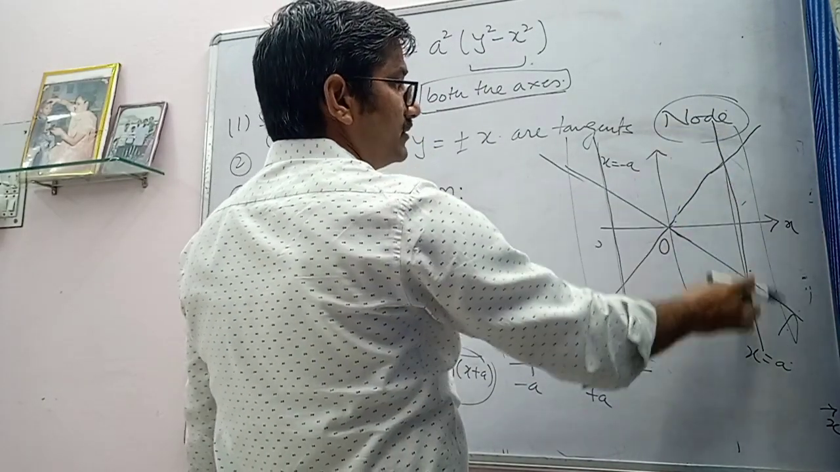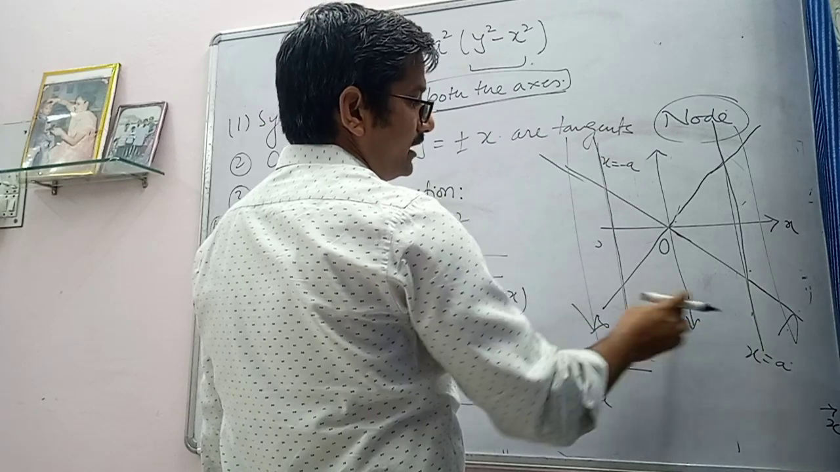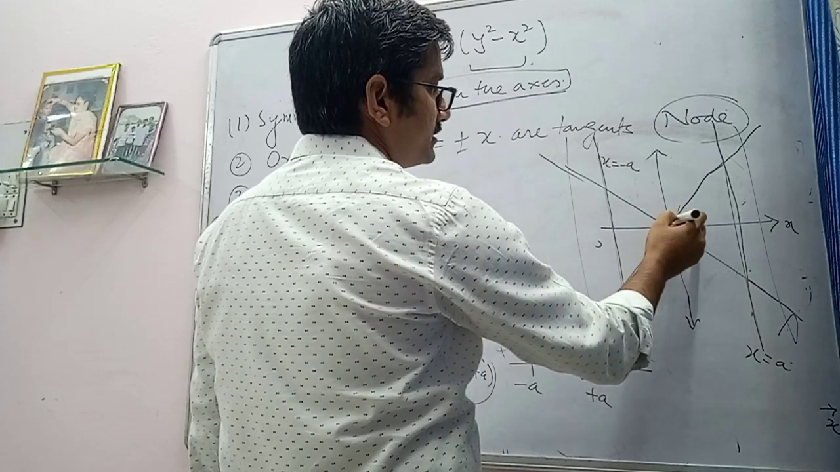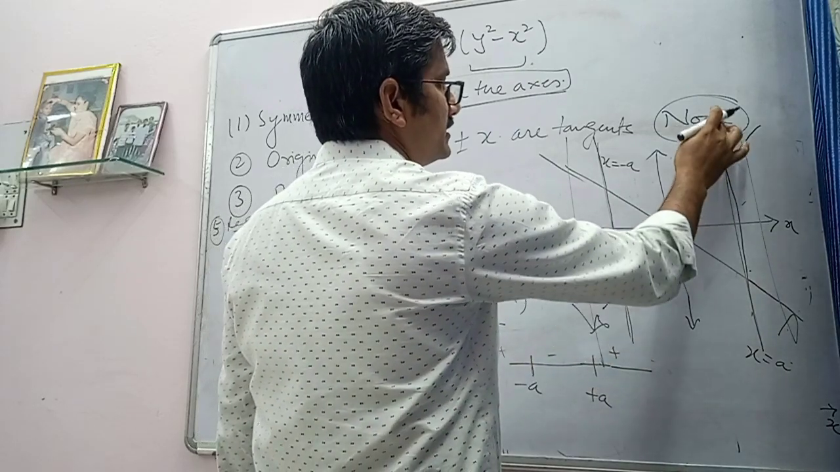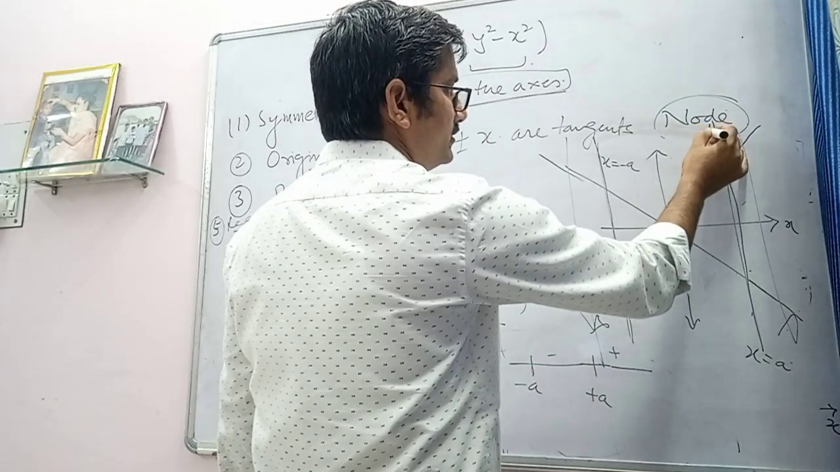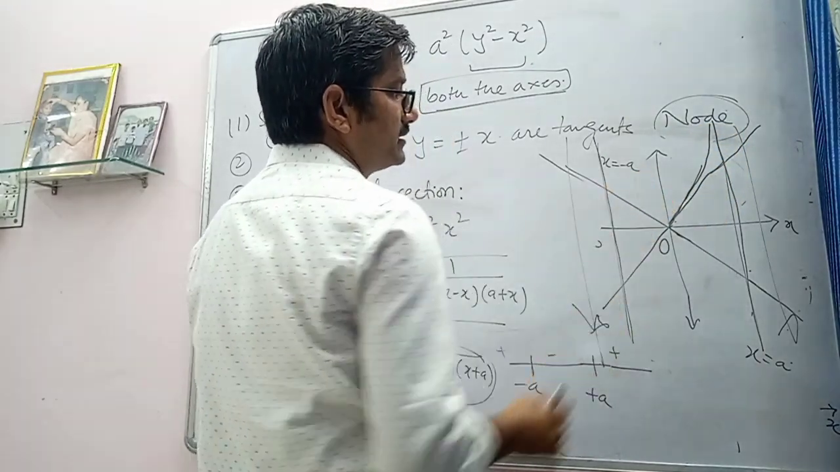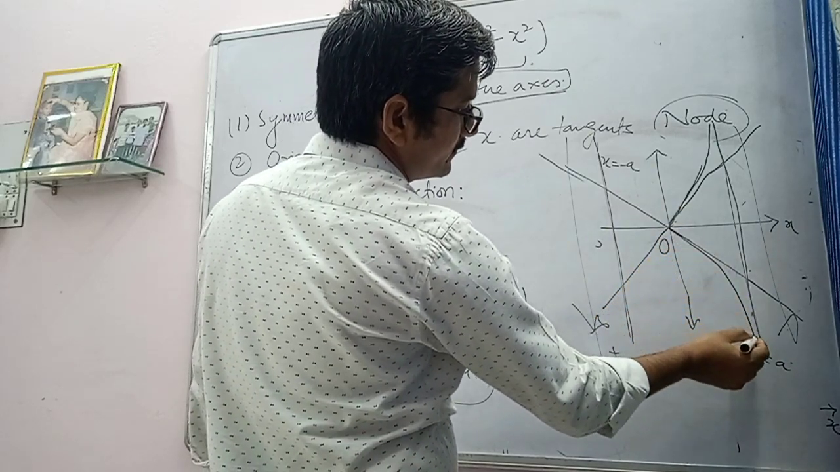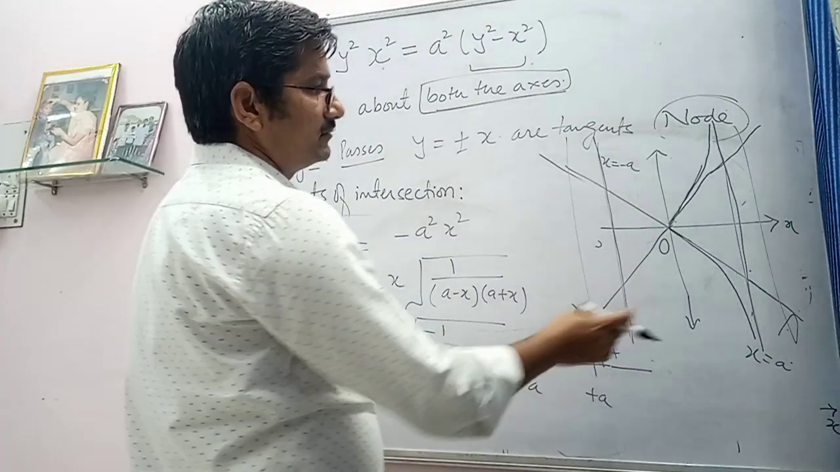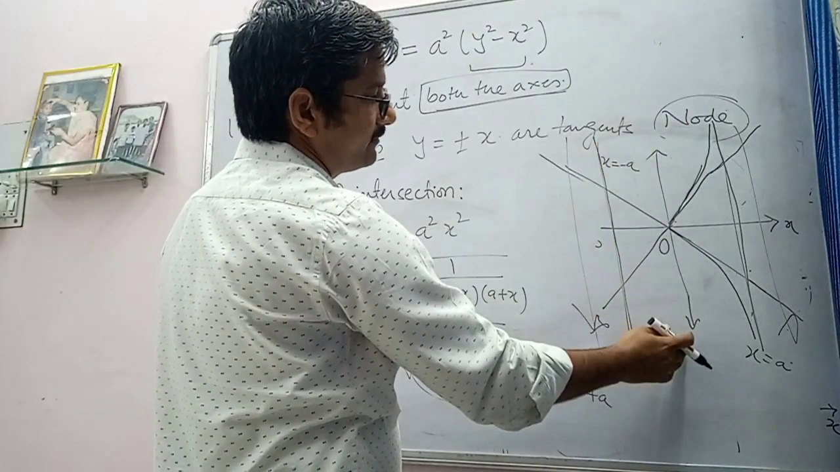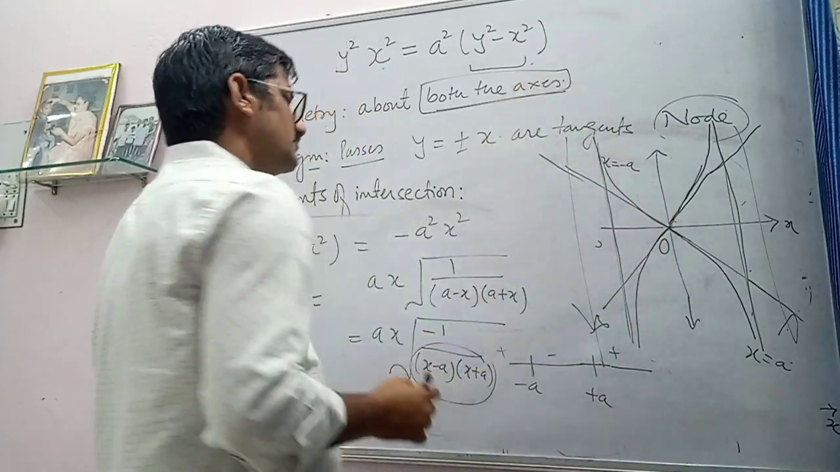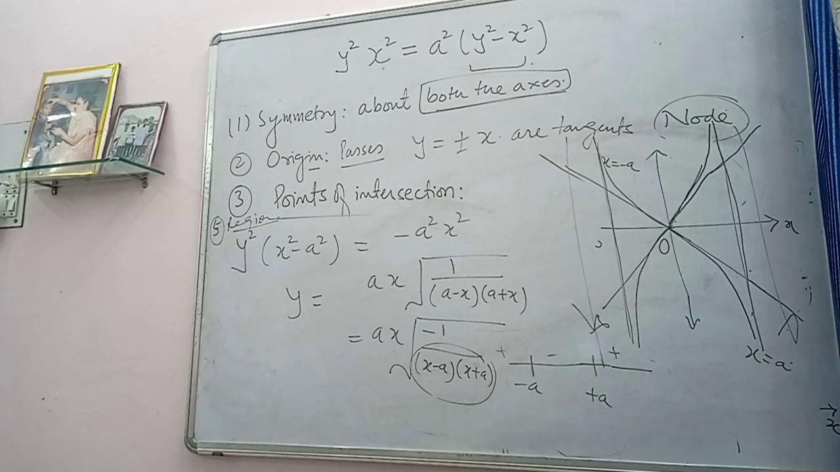This line is an asymptote, x is equal to a and x is equal to minus a. These are the tangents at the origin. So if it is a tangent and it is an asymptote, the curve will move parallel to this one. And since it is symmetric about the x-axis, the same nature will be below this one. So with the help of the symmetry about the y-axis, you can draw the curve in this way. By adjoining all these points, we can draw this curve.